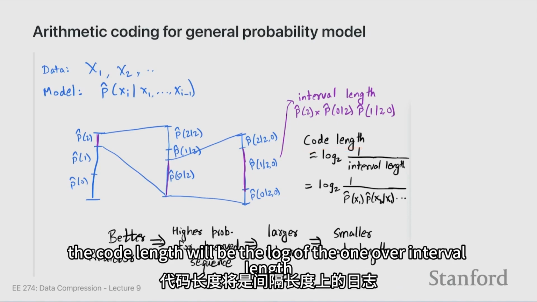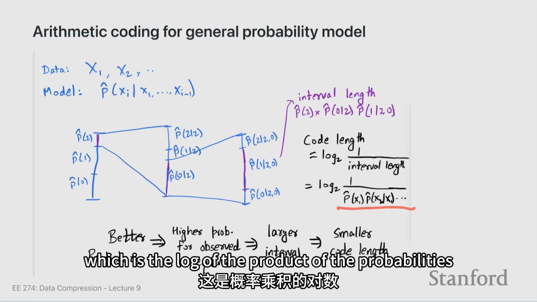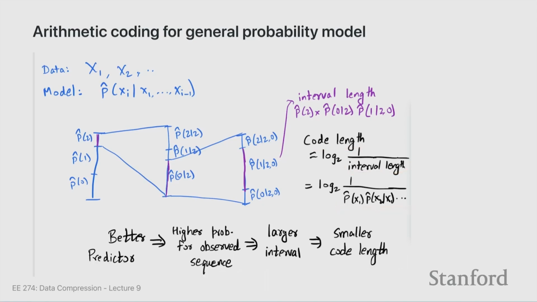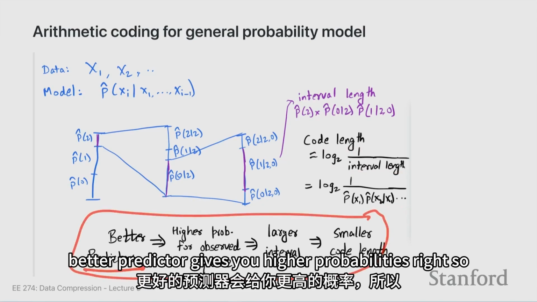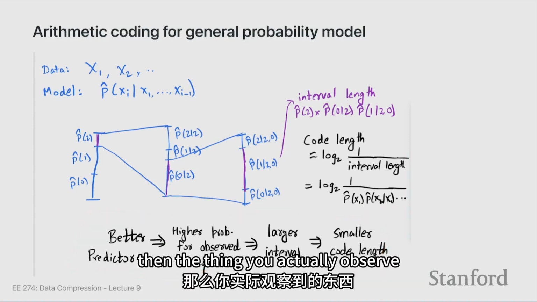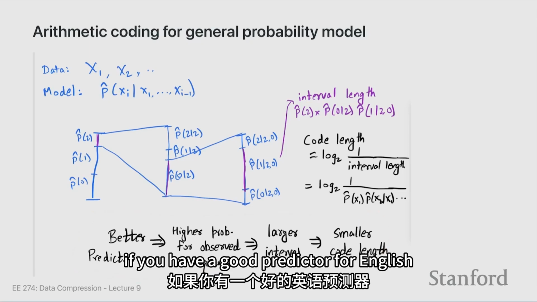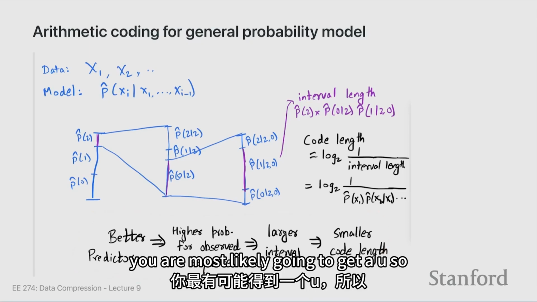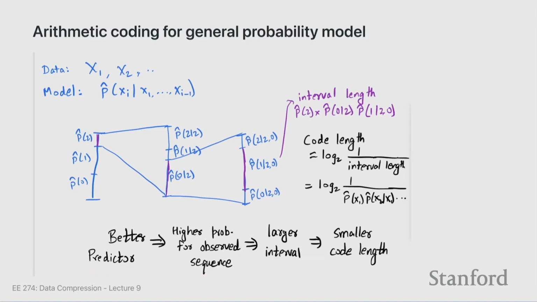The code length will be the log of 1 over the interval length. This didn't change, which is the log of the product of the probabilities. And really this is the core. A better predictor gives you higher probabilities, right? If you have a very good predictor, then the thing you actually observe will have very high probabilities. If you have a good predictor for English, then it will say that after a Q, you are most likely going to get a U. So a better predictor will give you higher probabilities for the thing you actually observe.